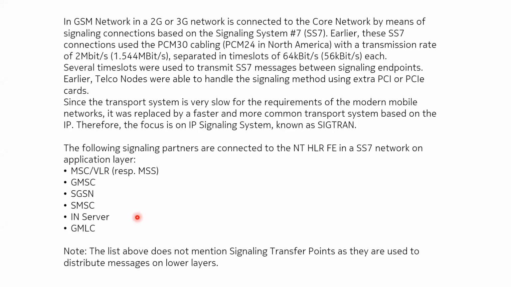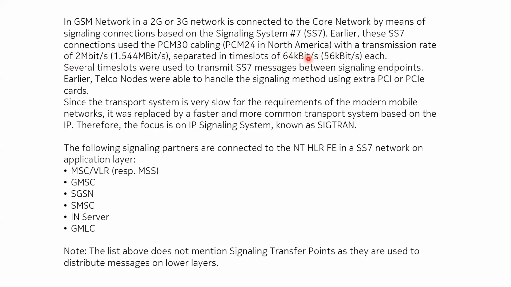Okay, a little bit of history of the signaling in the telco. I think Achmad already told this story about the GSM network earlier. We have a signaling connection based on Signaling System number 7, SS7. Earlier, this SS7 connection also used PCM30 cabling. I think this is also already discussed. But in North America at that time, they knew it as PCM24, with transmission rate 2 megabits for PCM30 and 1.5 for PCM24, separated in time slots of 64 kbps or 56 kbps.